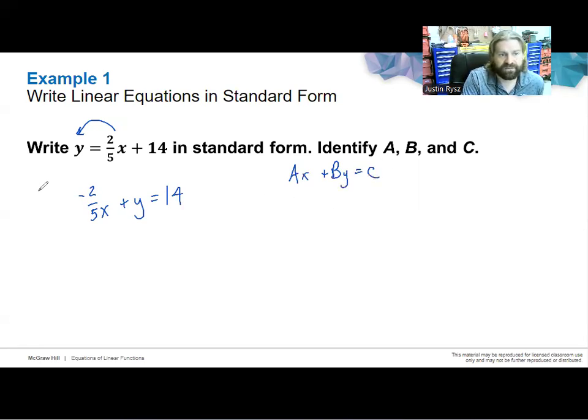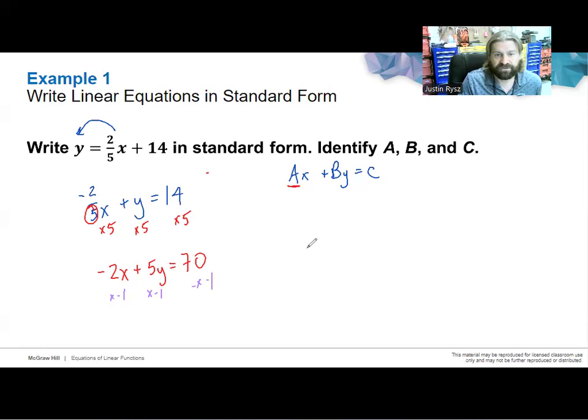All right, next thing you might look at this here and go, okay, how do we get rid of this fraction? So what we're going to do next is to get rid of the denominator. We're going to times everything by 5. All right, and so we get a -2x plus 5y equals 70. Very similar, but the other rule is that a needs to be a positive number. So to make these all positive numbers, you're going to just basically change the sign. Technically, we're going to multiply everything by -1. So the answer should be 2x minus 5y equals -70.